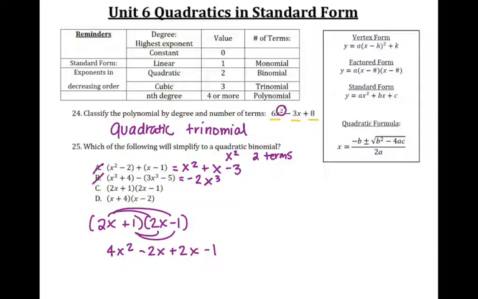And I can combine my like terms in the middle. They actually end up canceling out because negative 2 plus 2 is 0. So that leaves me with 4x squared minus 1, which just so happens to be a quadratic binomial. Quadratic because I have the x squared, and binomial because I have 2 terms. So my answer for this question is letter C.